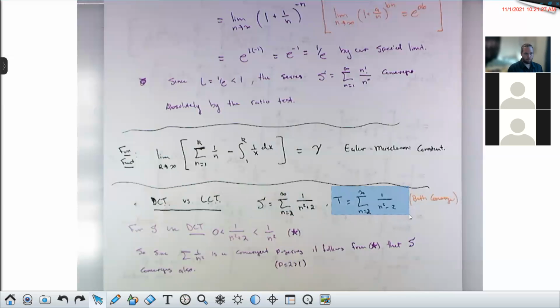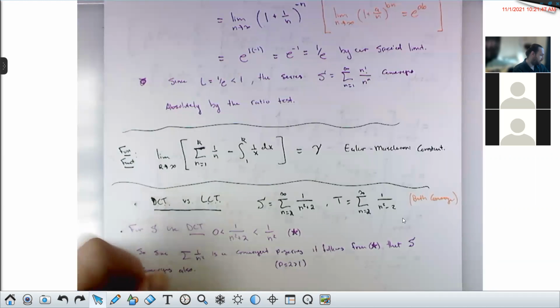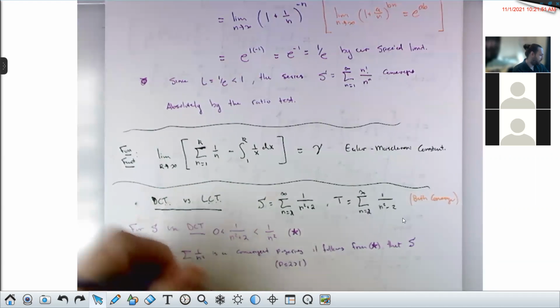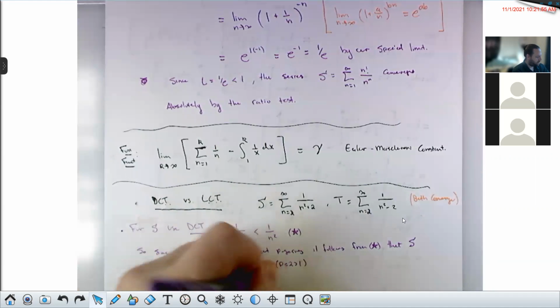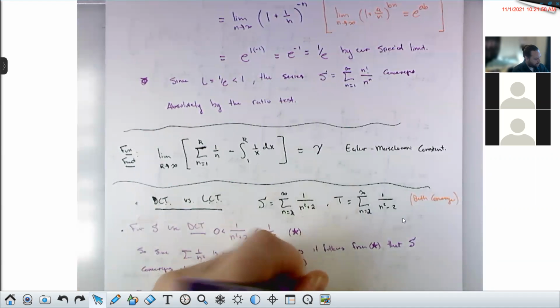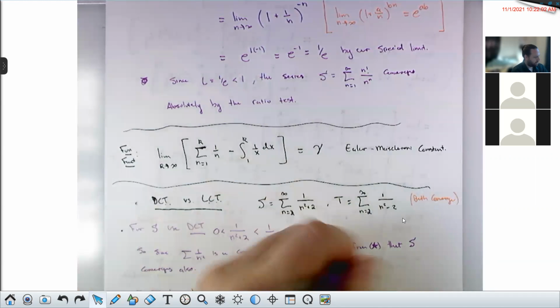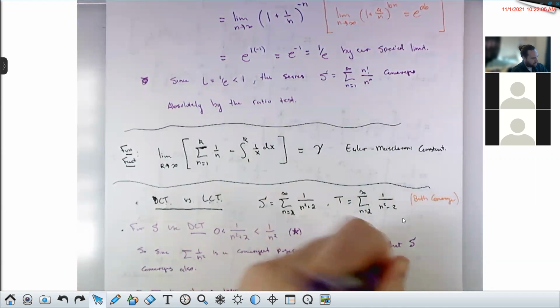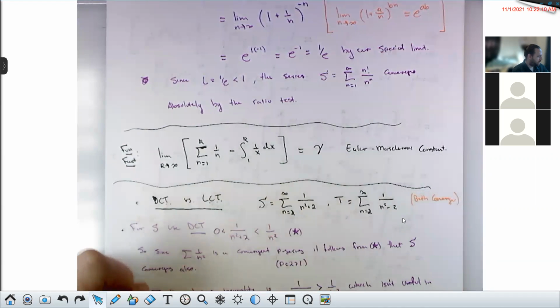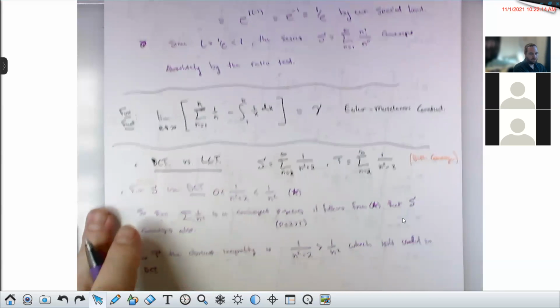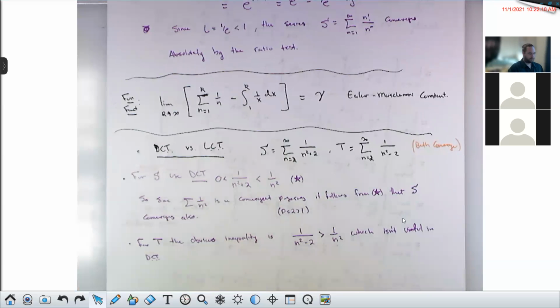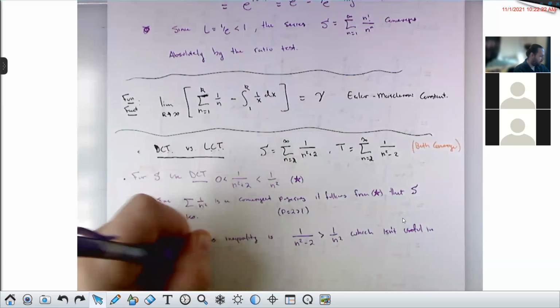On the other hand, T has a problem. 1 over n squared minus 2 is not smaller than 1 over n squared. Its denominator is smaller, which makes it larger overall. So for the series T, the obvious inequality is that 1 over n squared minus 2 is bigger than 1 over n squared, which isn't useful in DCT. Being bigger than a convergent series doesn't tell you anything. So LCT, limit comparison, is the way to go.